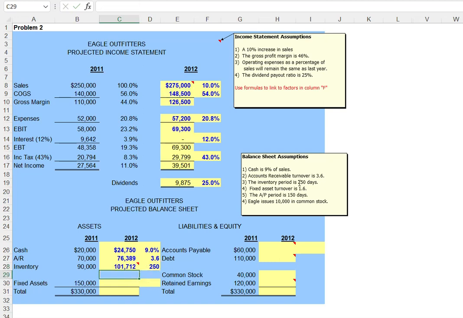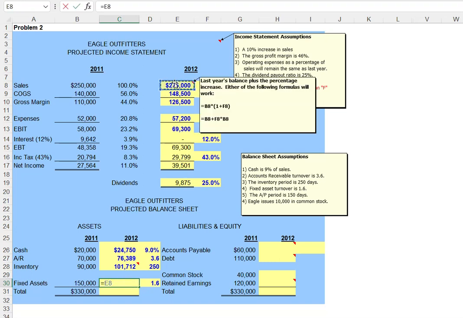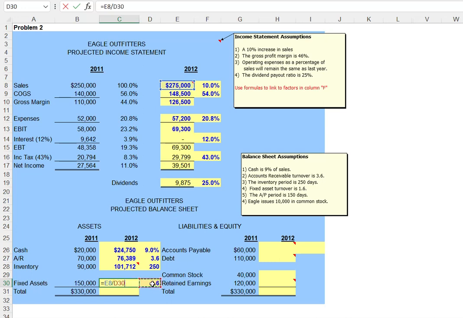We're told our fixed asset turnover is 1.6. That means our sales are 1.6 times as high as our fixed assets. So we can take our sales, divide it by 1.6. Our total assets then will be the 171 plus the 101 plus the 76 plus the 24: 374,276.